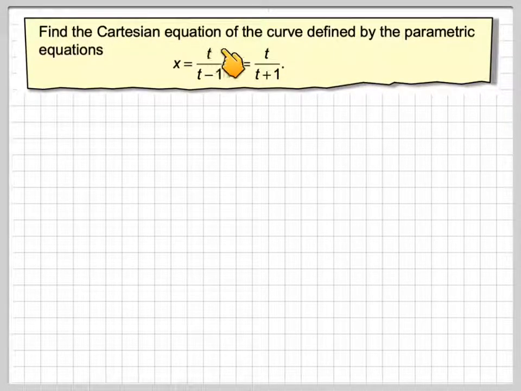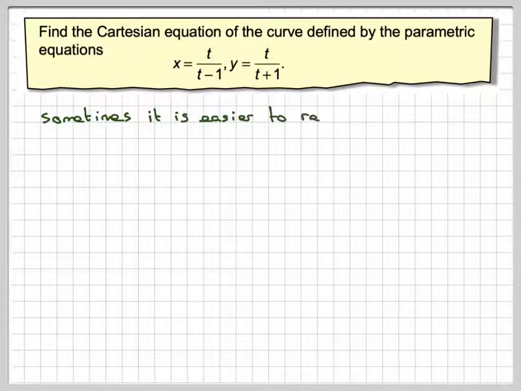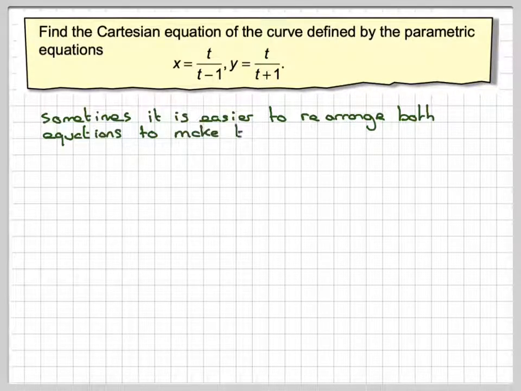Find the Cartesian equation of the curve defined by the parametric equations x = t/(t - 1) and y = t/(t + 1). So, sometimes, rather than just make t the subject of one, it is easier to make t the subject of both and then equate the two equations.